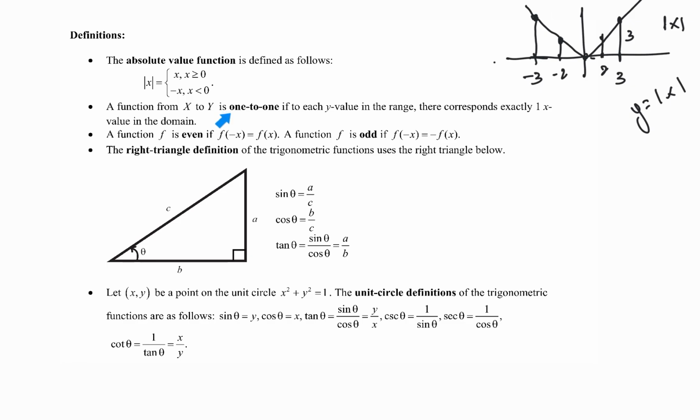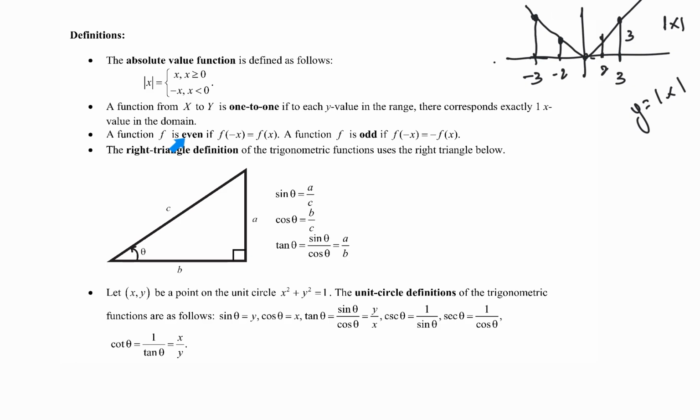This is a definition that we need to use when a function is 1-to-1. It is 1-to-1 if for every y there exists an x, only 1 x. So to each value of y in the range corresponds exactly 1 x in the domain, one value in the domain.